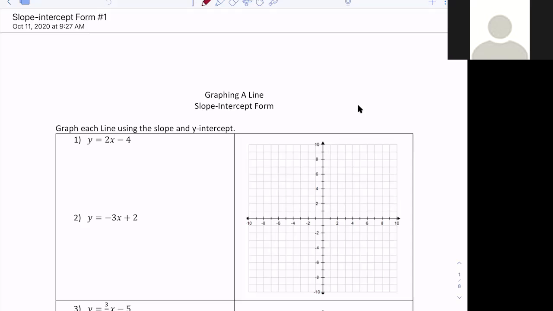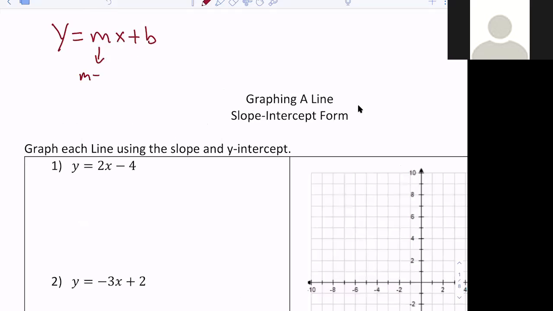Today we're going to learn about this form, y equals mx plus b. Somebody tell me, what does m stand for? Slope, right? M stands for slope. So right off the bat, make a note: m equals slope. I have no idea why they chose the letter M for slope. We are going to graph using the slope and the y-intercept. What letter represents the y-intercept? B. I have no idea why they chose B, but B is the y-intercept.